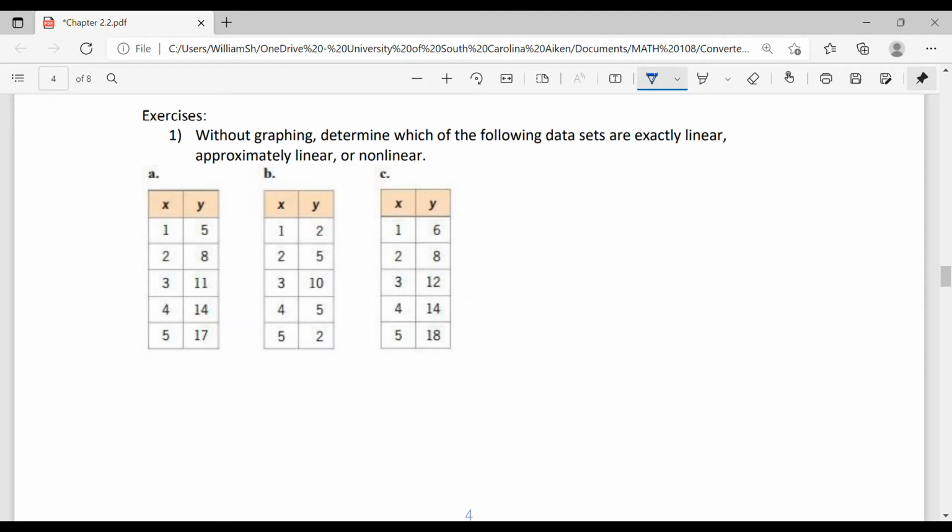Now let's look at the first differences for our y here. So our first difference here goes from a 5 to an 8. So our first difference there is a 3. Goes from an 8 to 11. First difference there is 3. 11 to 14. First difference there is 3. And 14 to 17. First difference there is 3. Because our first differences here are all the same, this one is going to be exactly linear.